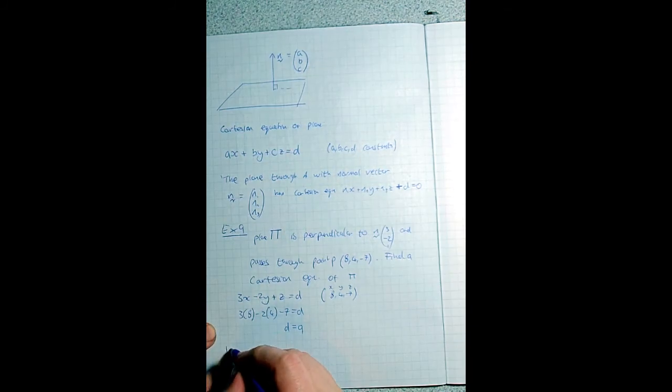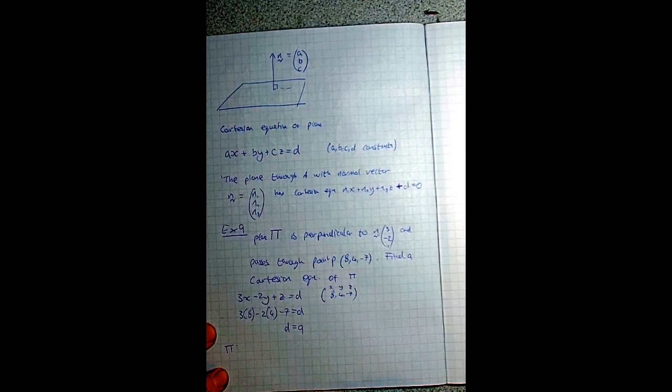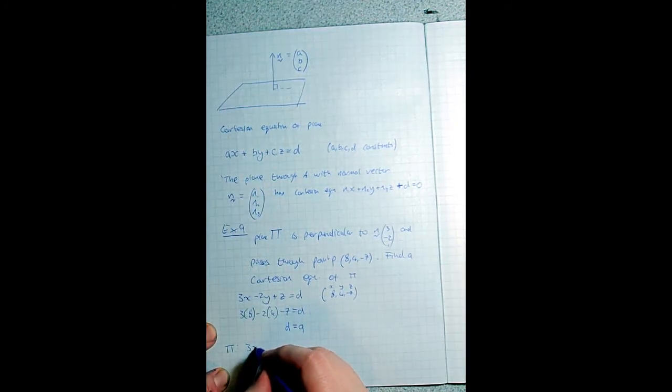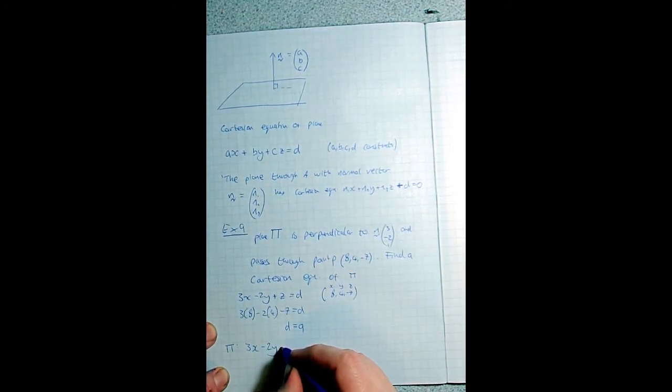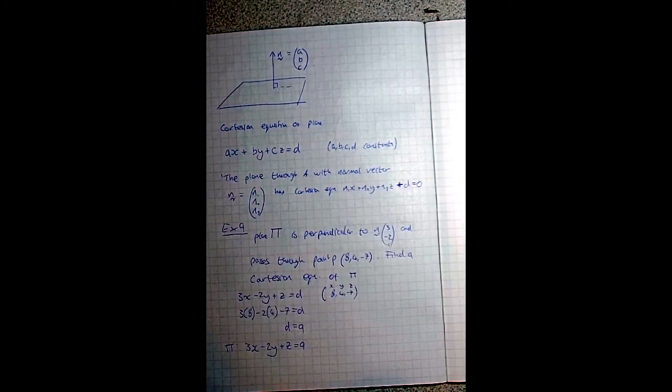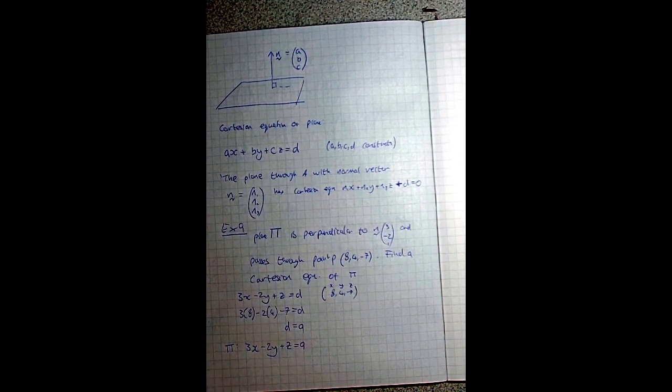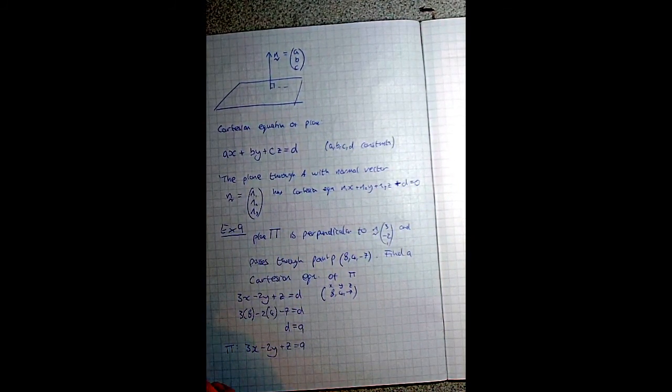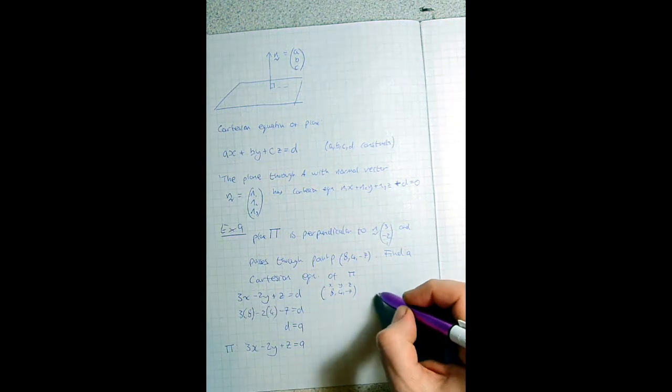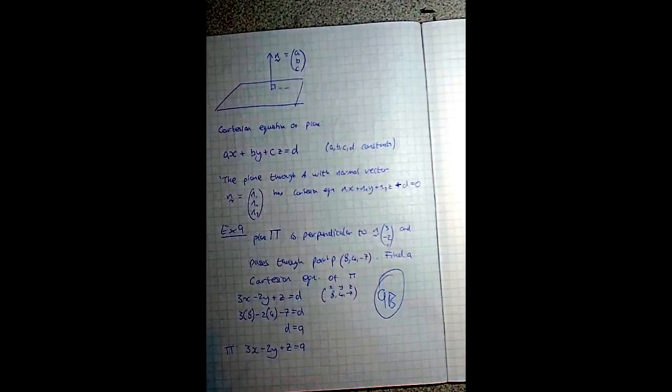So the plane pi, capital Pi, is 3x minus 2y plus z equals 9. Now we're going to do a lot more work on planes, but for the time being, this will do us. 9b. Good luck.